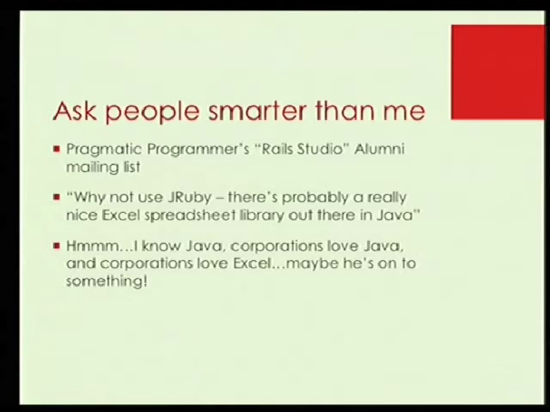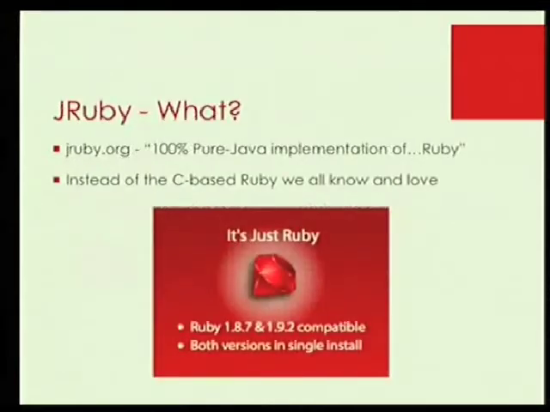And I thought, well, I know Java. That's what I do every day. Corporations love Java. Corporations love spreadsheets. Therefore, there's probably something out there for me. So JRuby entered the picture. JRuby, what's that? Well, JRuby.org tells you simply it's a 100% pure Java implementation of Ruby instead of the C-based Ruby that we all know and love. It's just Ruby, straight off their website, 1.8.7 and 1.9.2 compatible. You get them both with a single installation. All right, let's check this out.